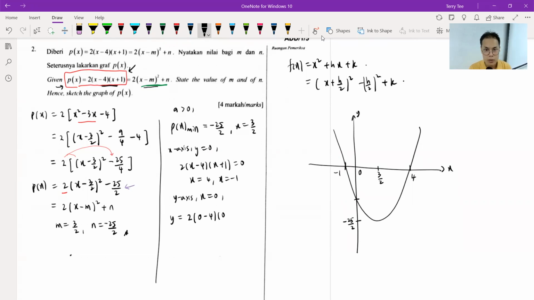0 minus 4, 0 plus 1. This is negative 8, right? So I know my y-intercept is at negative 8, and my graph is done. Okay.